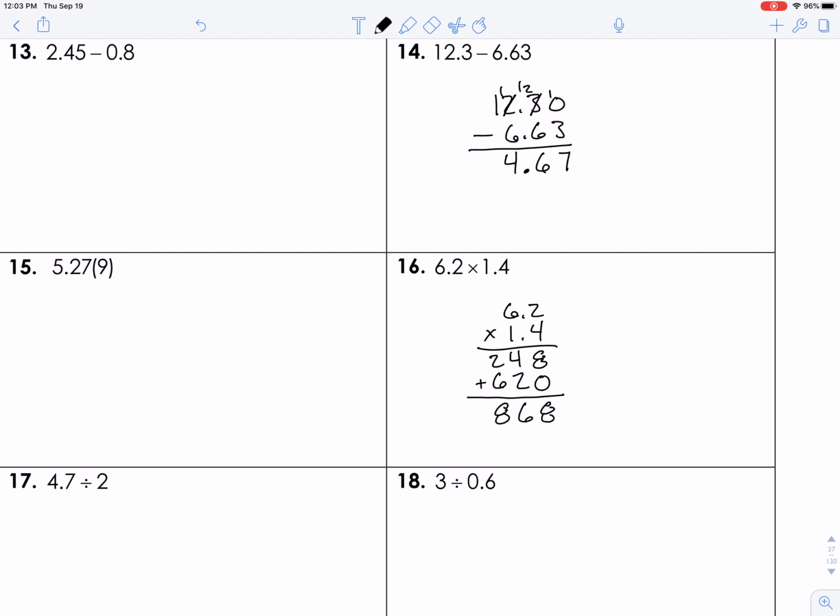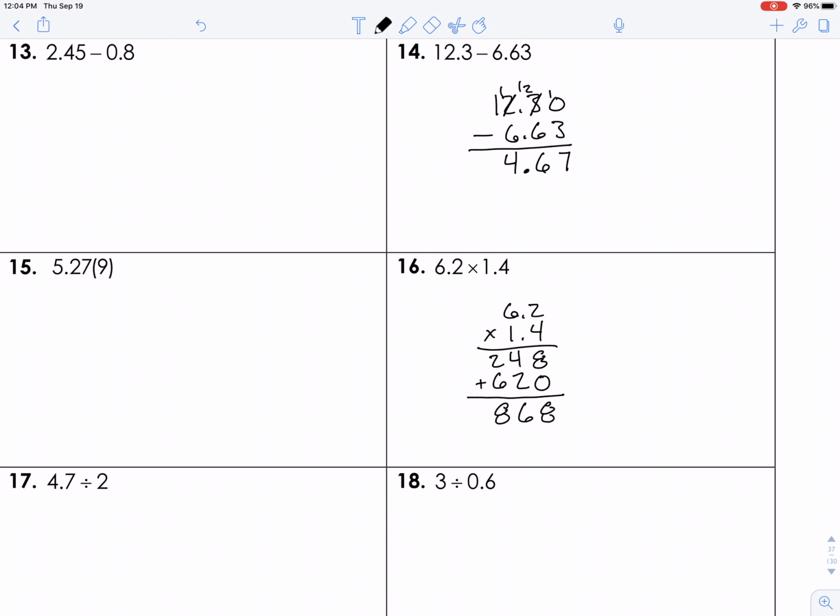Am I done? No, because if I think about it, going up there to the top, let's forget anything to the right of the decimal. Let's just look at 6 times 1. Well, 6 times 1, that's 6. So my answer's got to be somewhere around 6, and 868, that ain't it.